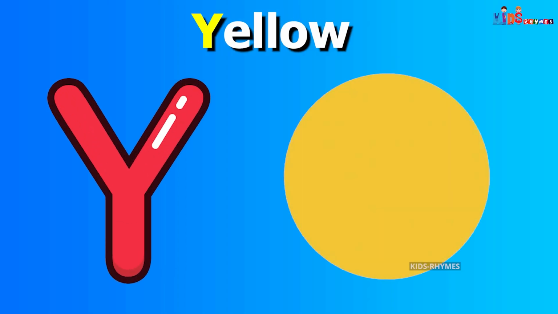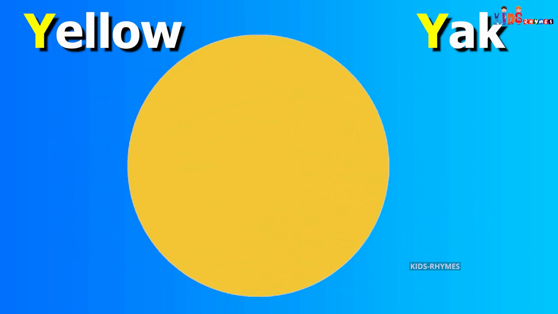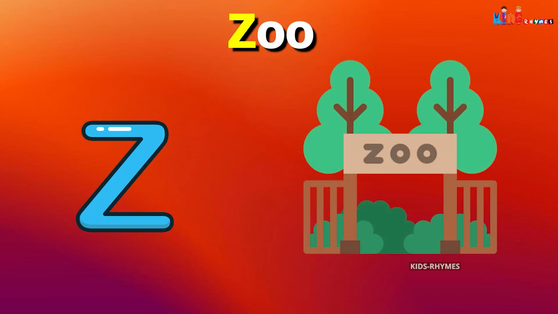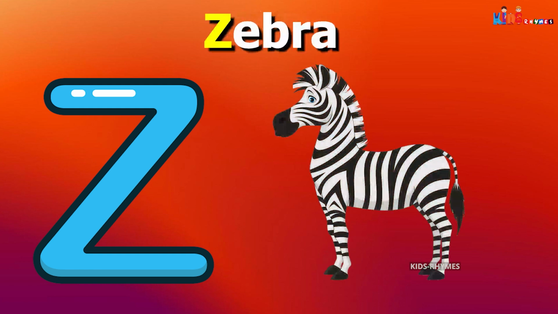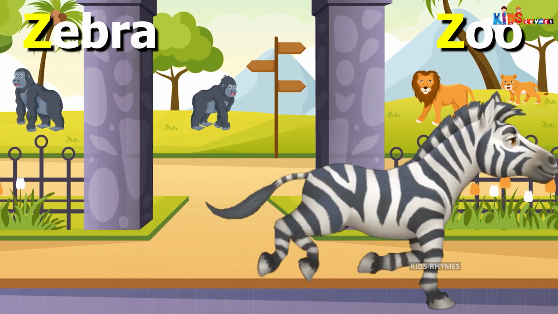Y for yellow, Y for yak. Y. Z for zoo and Z for zebra. Z.